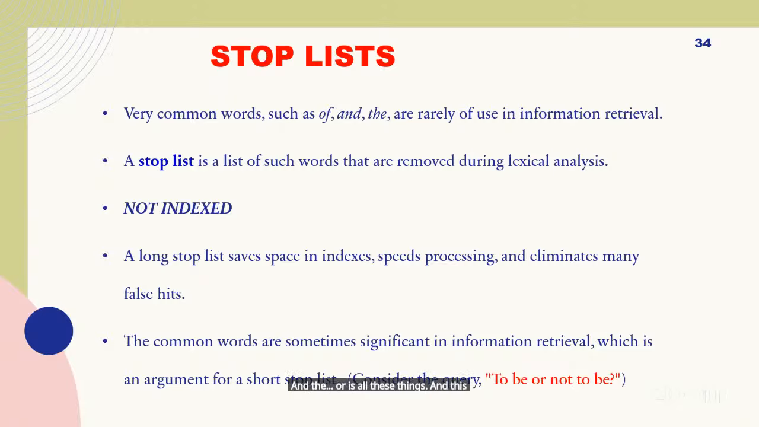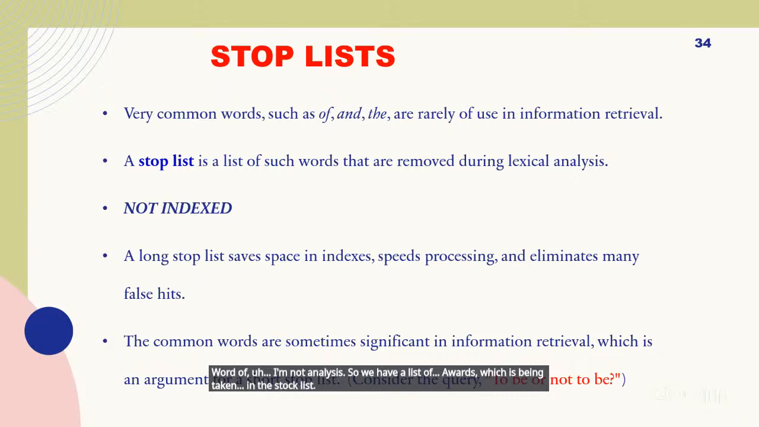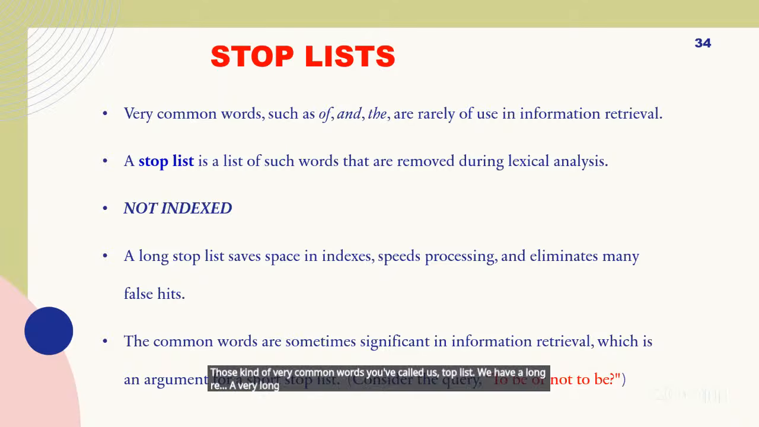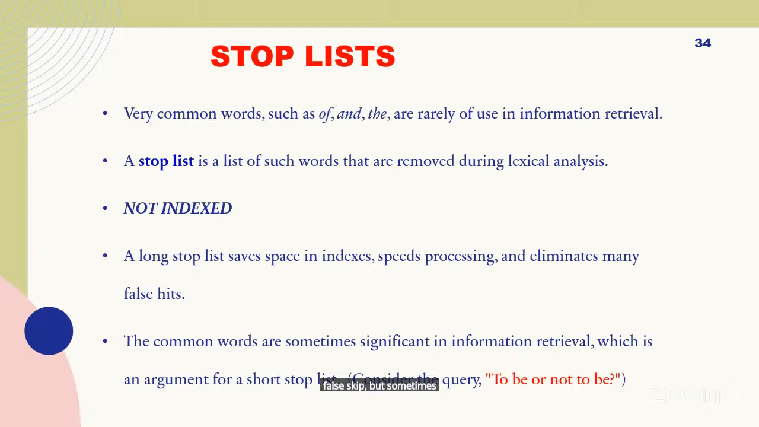And this will not be taken as a word of analysis. So we have a list of words which is being taken in a stop list, and it can be removed during the lexical analysis, and that will not be indexed. This will not be taken or considered as a word. Those kind of very common words you call as stop list. We have a very long stop list which always eliminates false hits, but sometimes that also needs to be considered. So I believe you can understand what is a stop list.